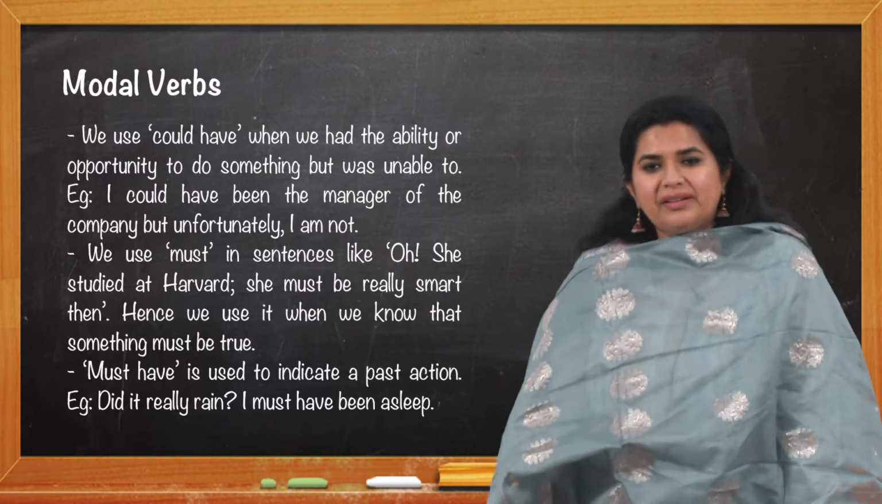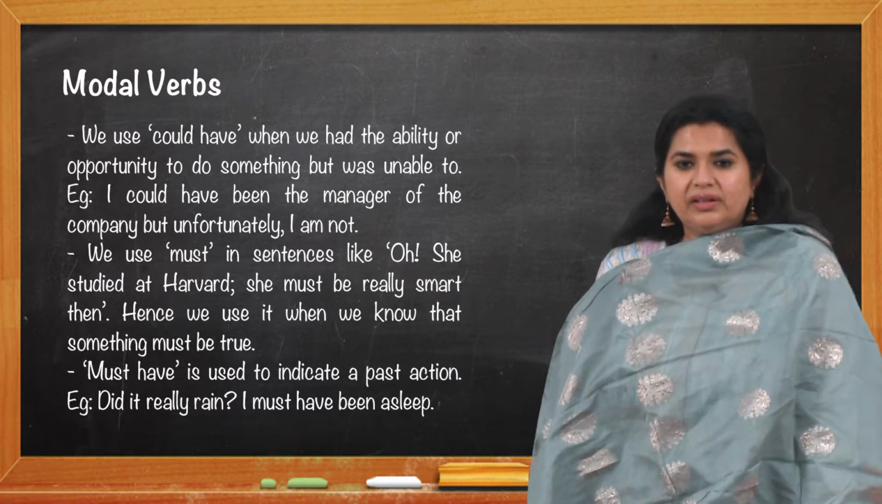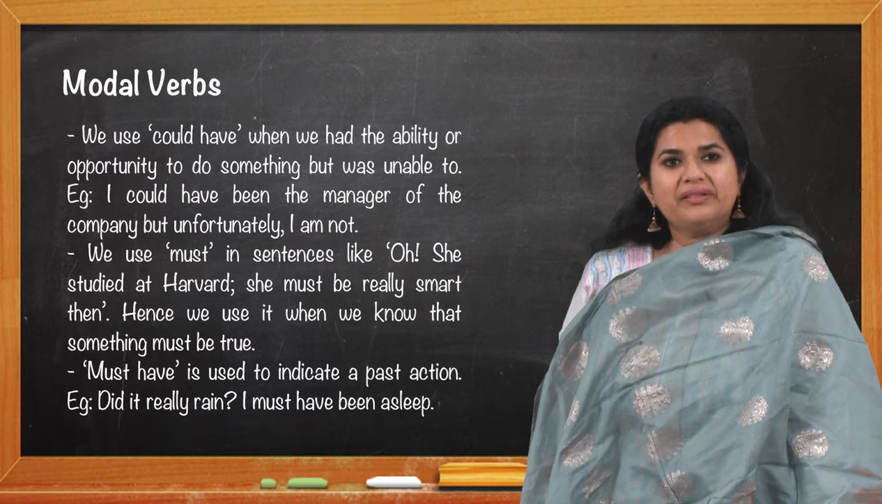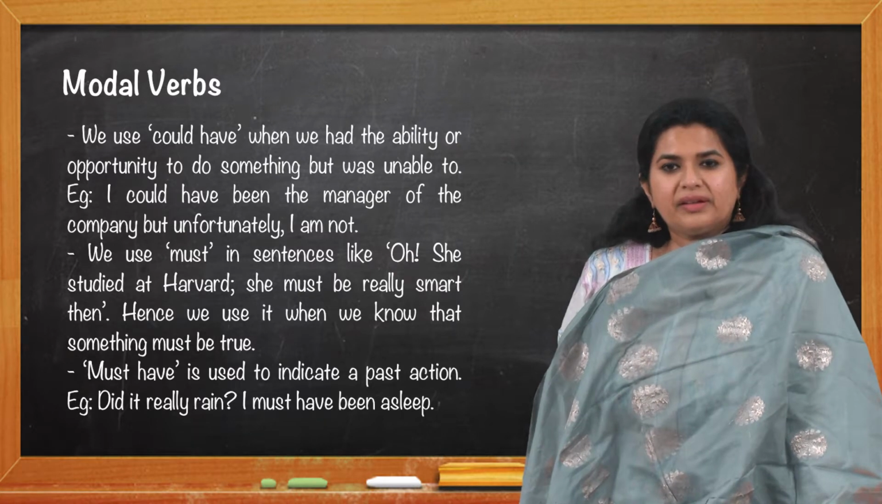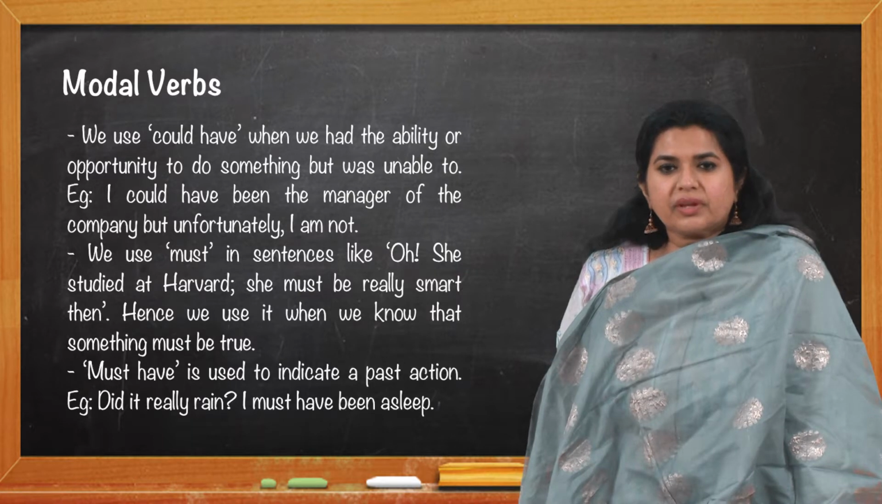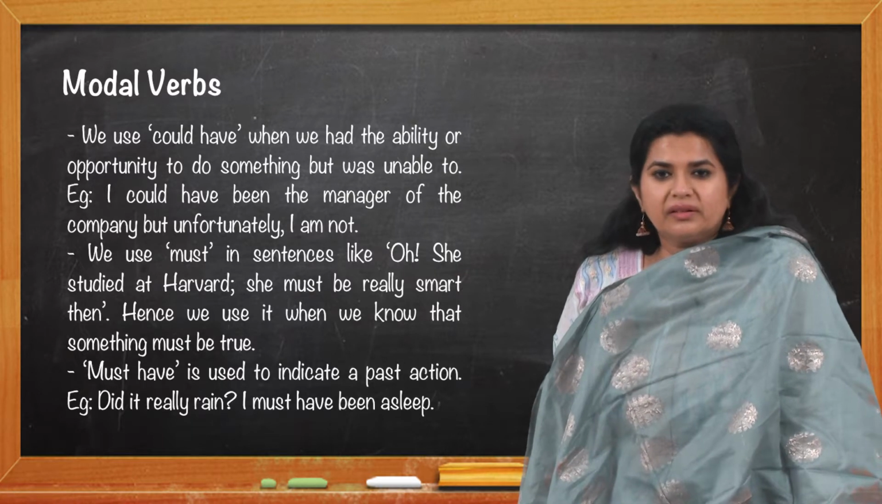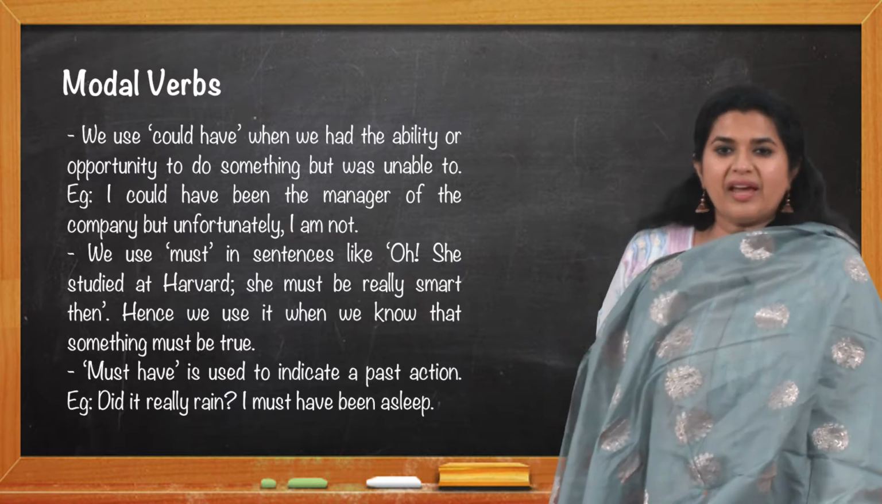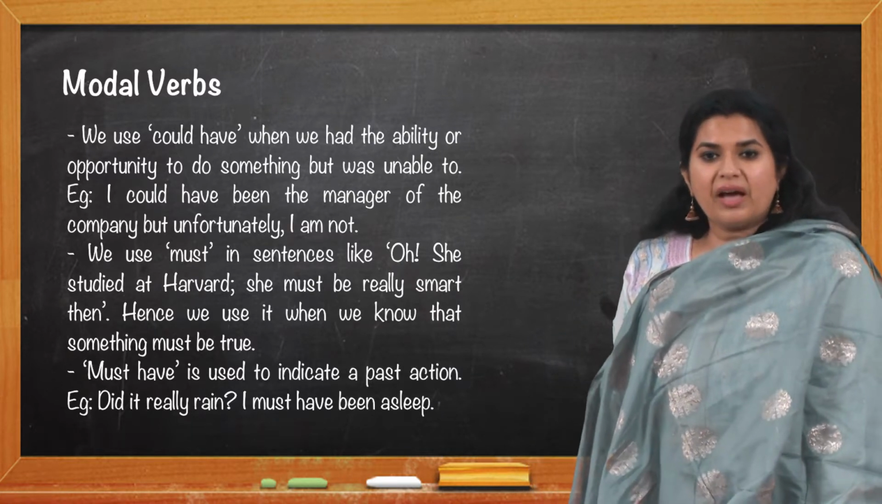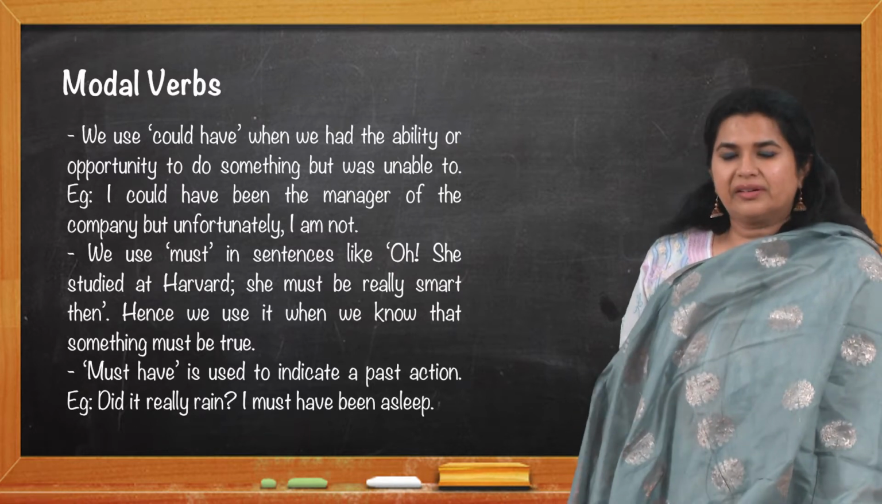We use must in sentences like that: oh, she studied at Harvard, she must be really smart then. Here we use it when we know that something must be true. Must have is used to indicate a past action. Did it really rain? I must have been sleeping, I missed it.